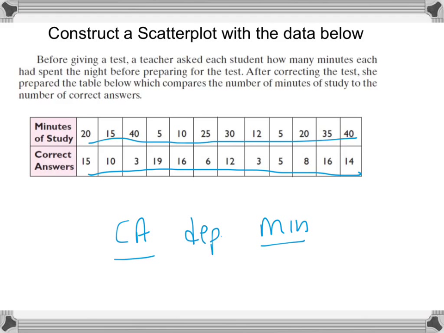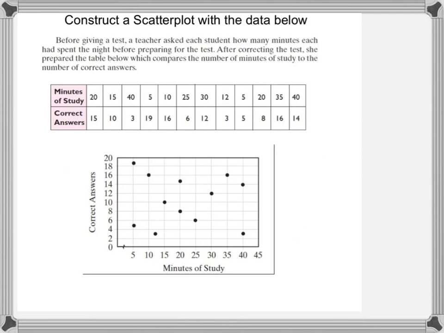So I'm just abbreviating here. So this would probably be the y, and this would be the x. So I've actually already made this graph right here. The minutes of study is on the x, and the correct answers is on the y. And when we plot the points, they are all scattered around. I could draw a line that went this way and it would fit some of the points, or I could draw a line that went this way and it would fit some of the points.